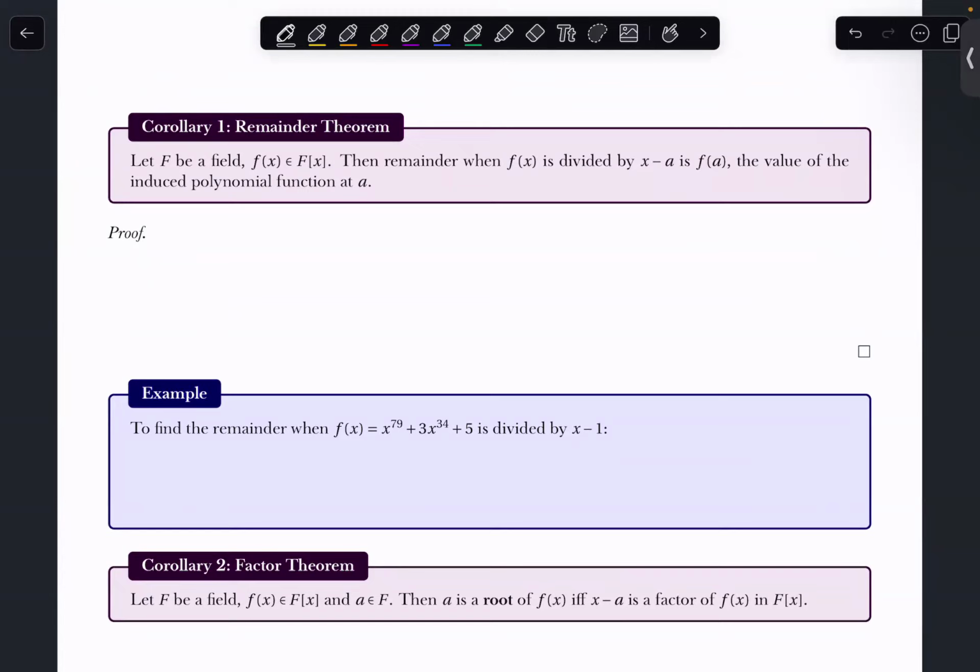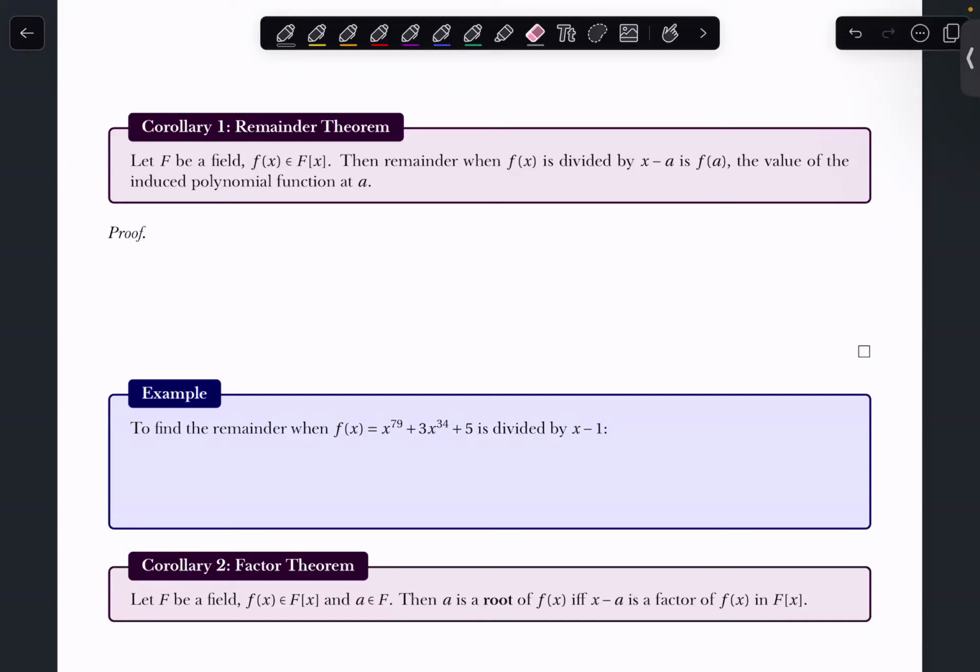Okay, so again, we want to remember in our division algorithm, the ring that we're working with for the coefficients has to be a field. So anytime we have a corollary, again, the coefficients have to come from a field here. Okay, so if F is a field and I take a polynomial in my polynomial ring where the coefficients come from F, then I can actually say something about the remainder.